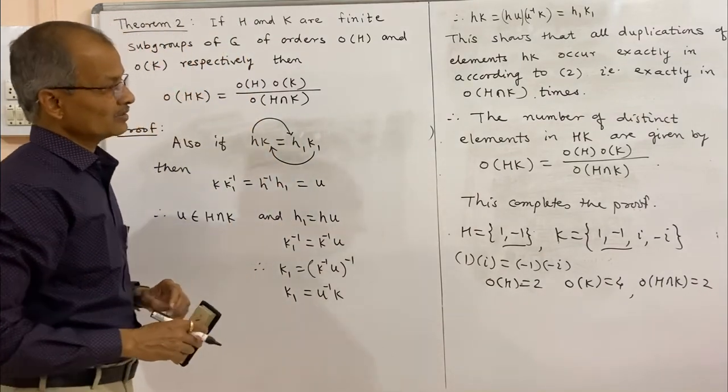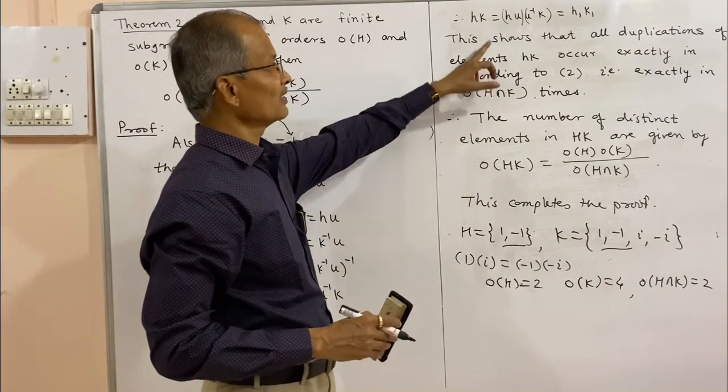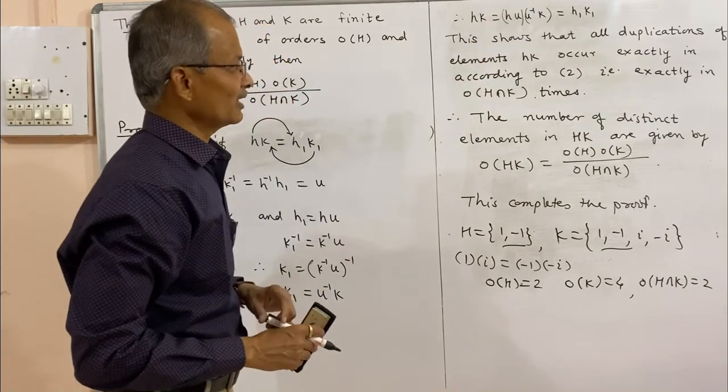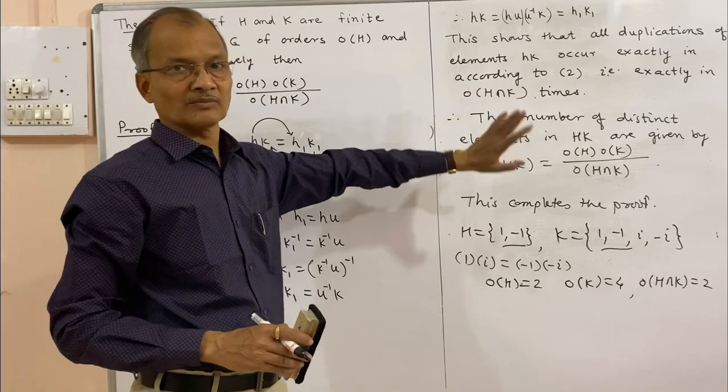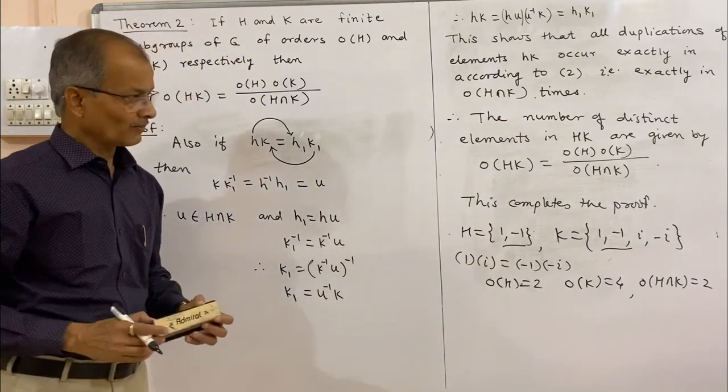So the same thing is written here. Number of duplicate elements occurs exactly in order of H intersection K times, and this completes the proof.